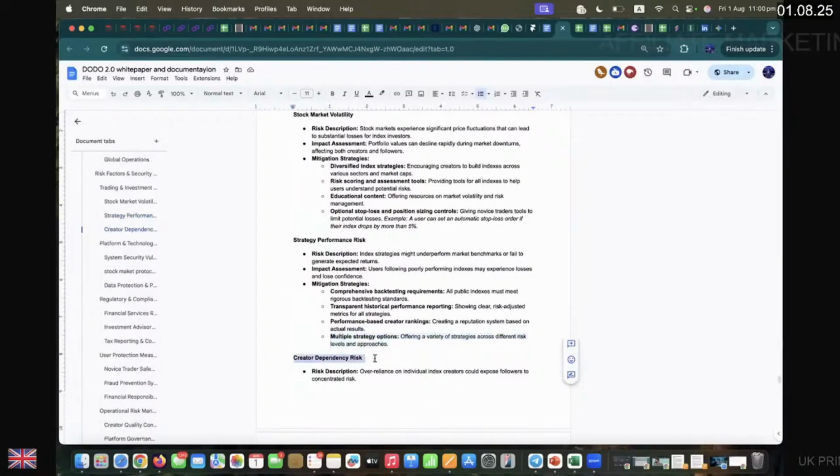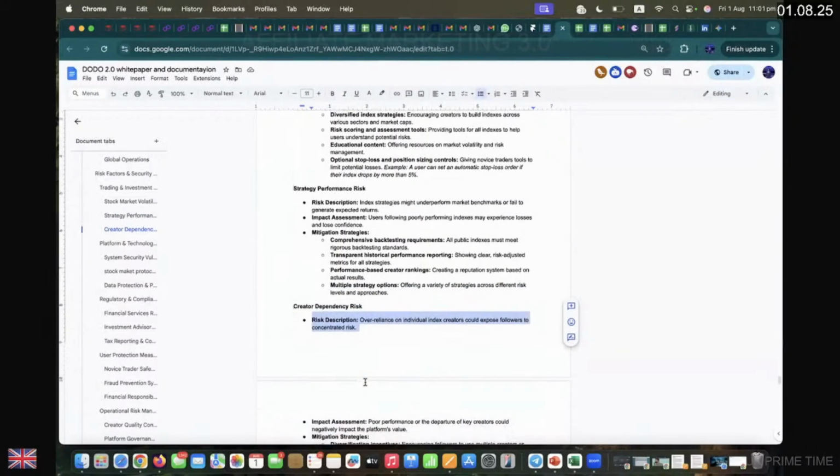Creator dependency risk. Risk description. Over reliance on individual index creators could expose followers to concentrated risk.